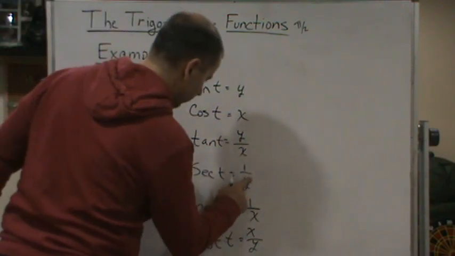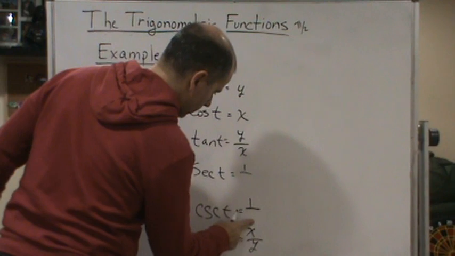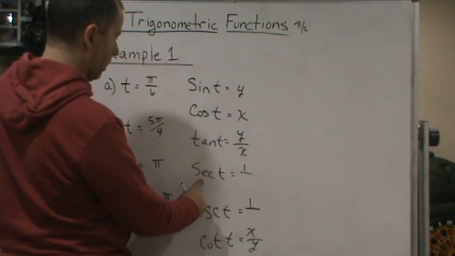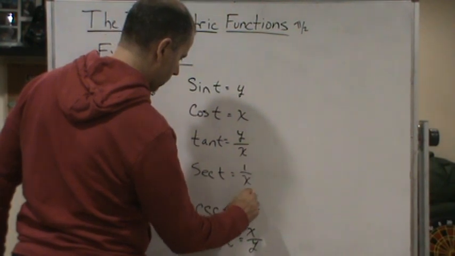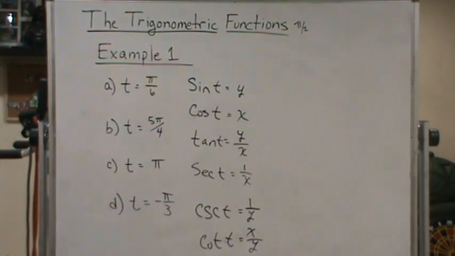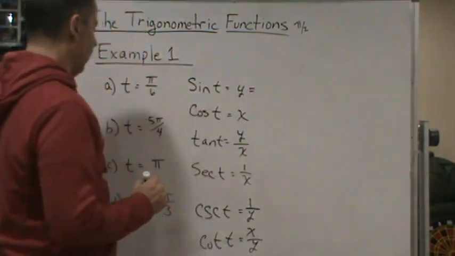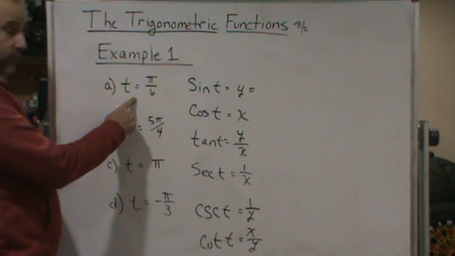Oh, actually, I got this wrong. I keep mixing these up. Secant is 1 over x, and cosecant is 1 over y. And so now all I have to do is remember the coordinates for this one, right?